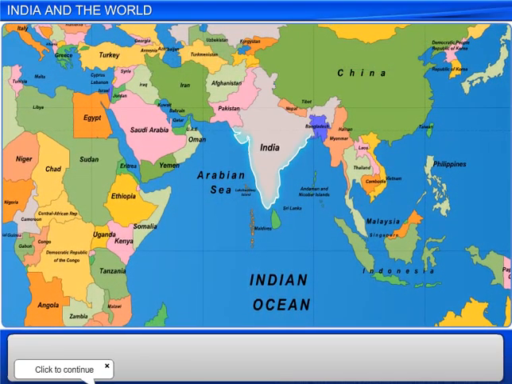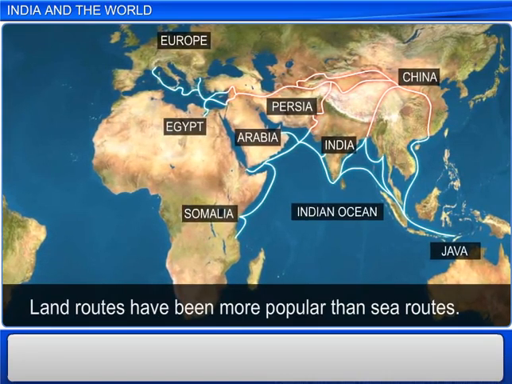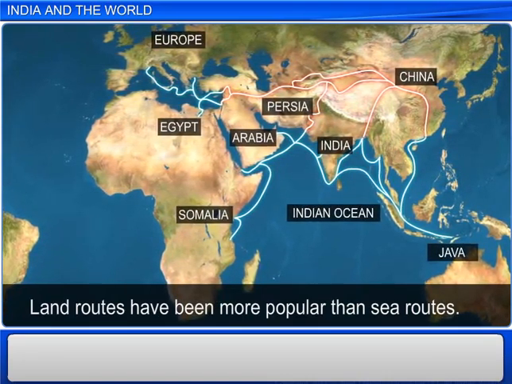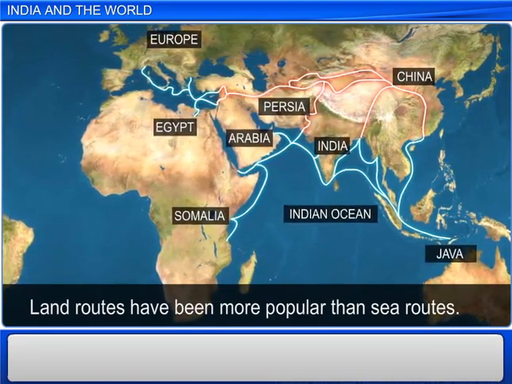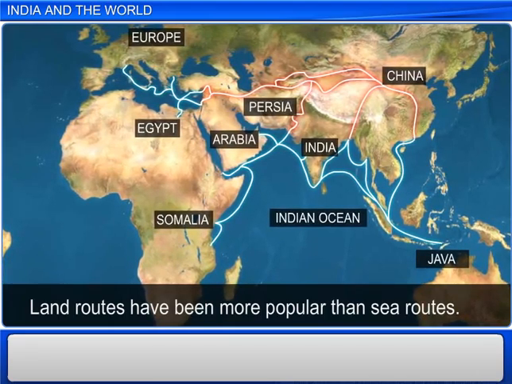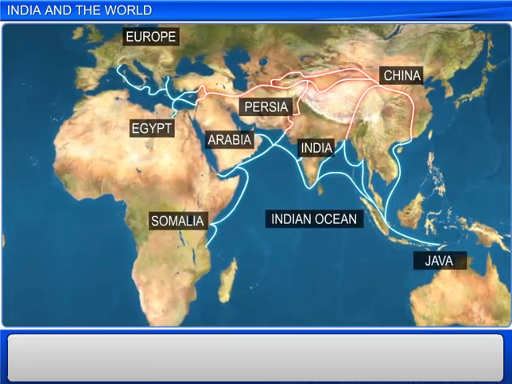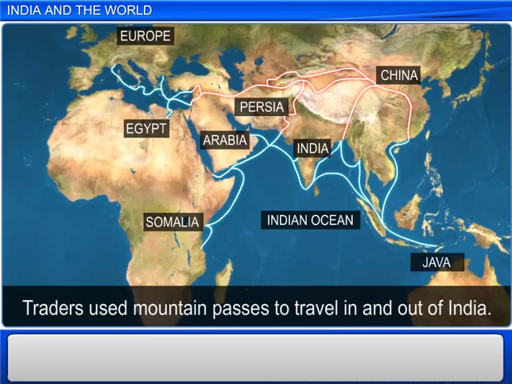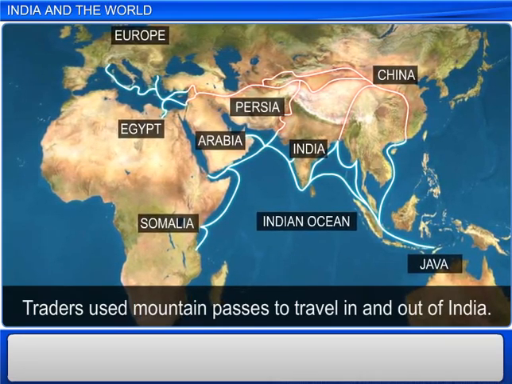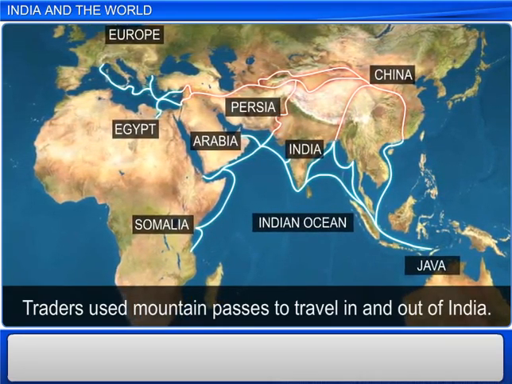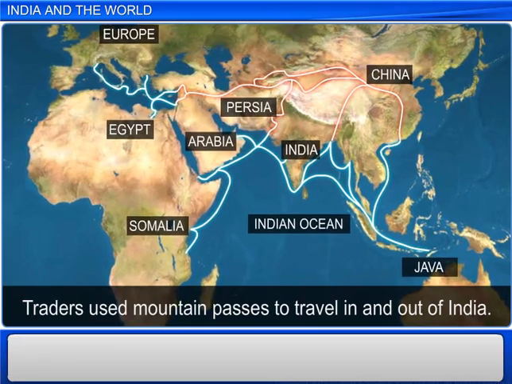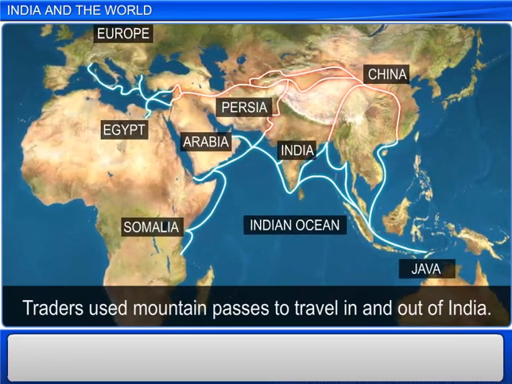However, in general, the land routes have been more popular than sea routes and frequented by travelers and traders. In fact, in ancient times, before the sea routes were explored, traders used passes in the mountains to travel in and out of India.